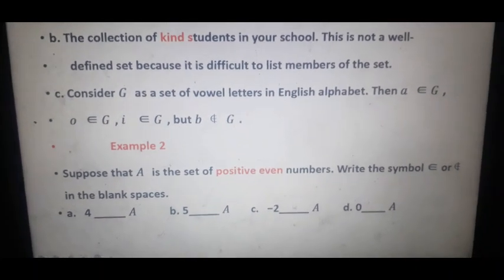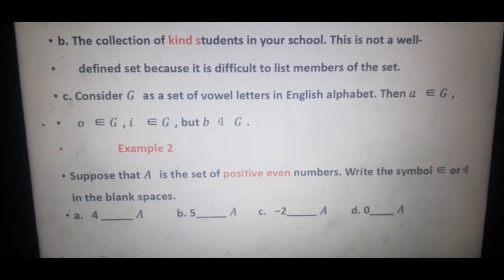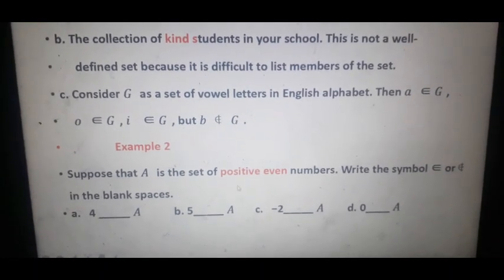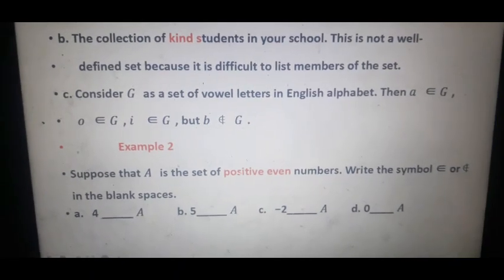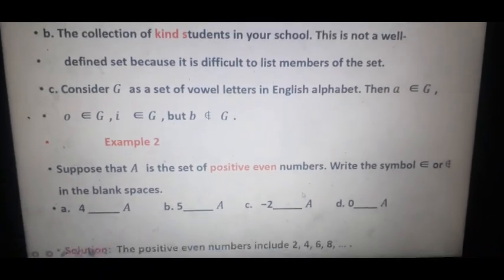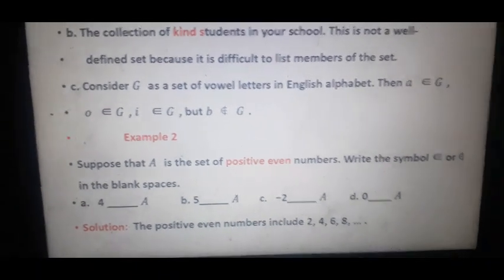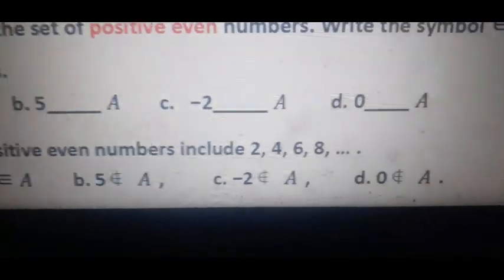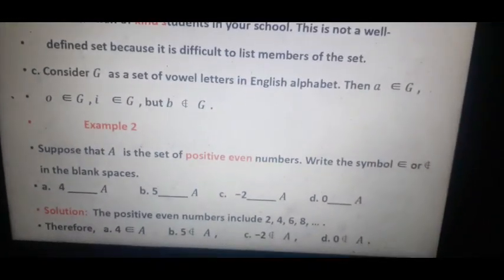5 is not an element of A. Negative 2 is not an element of A, because we are asked to find positive even numbers. 0 is also not an element of set A, because we are asked to find positive even numbers. Therefore, even numbers, as I said, 2, 4, 6 and 8. 4 is an element, 5 is not an element, negative 2 is not an element, 0 is also not an element of the given set A.